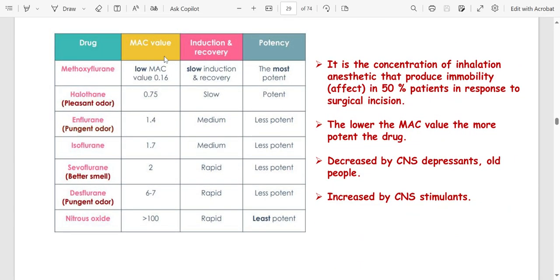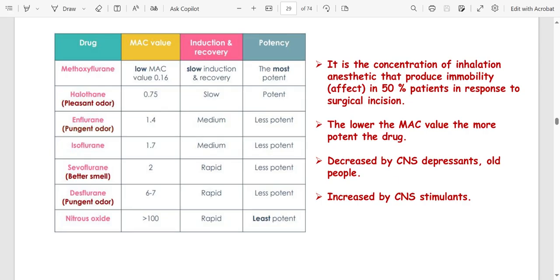And then you have what we call the MAC value. What is MAC? It is the concentration of inhalation anesthetic that produces immobility in 50% of patients in response to surgical incision. So the lower the MAC value, the more potent the drug is. It means that you only need a small concentration for immobility to be produced.